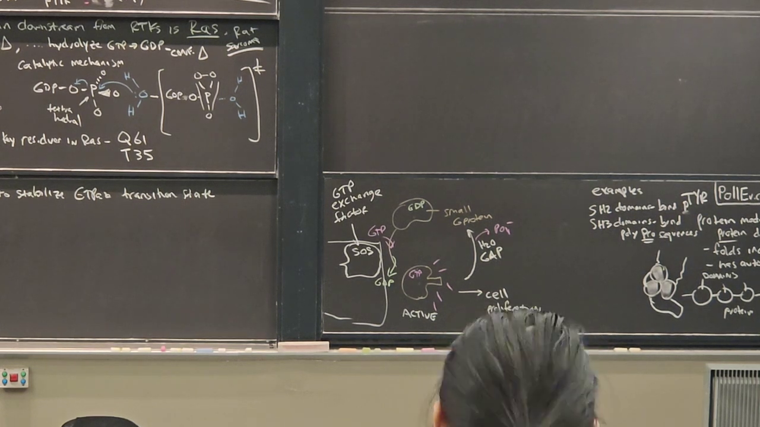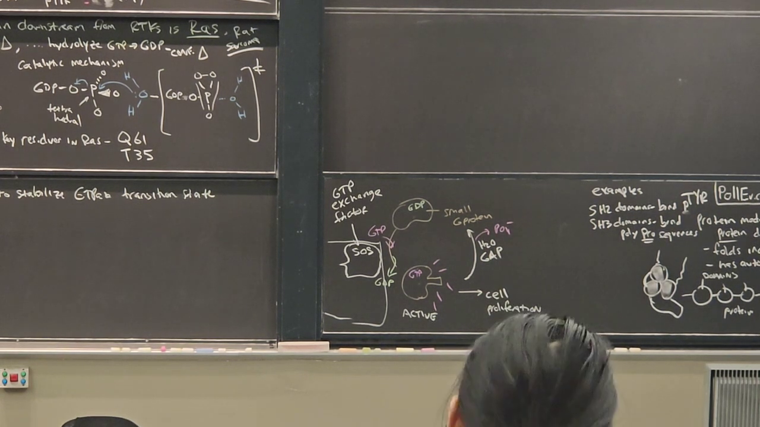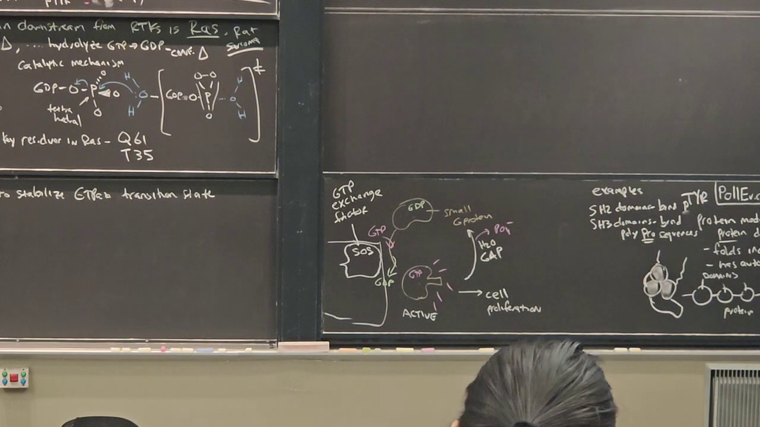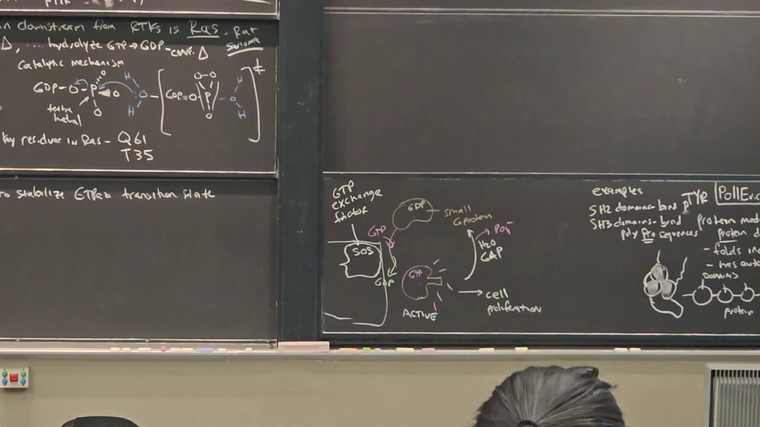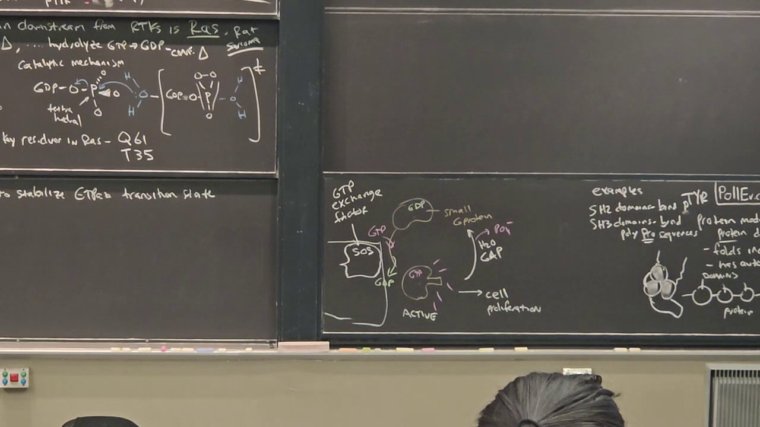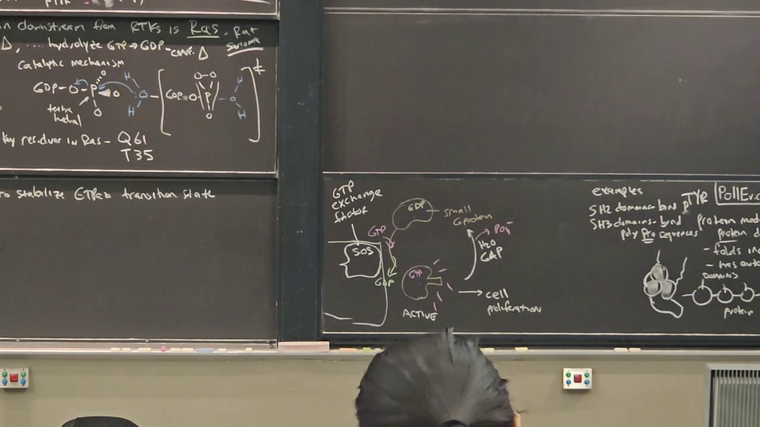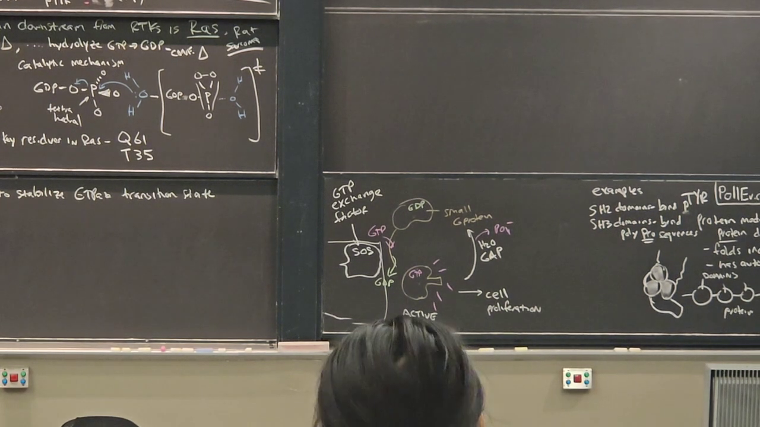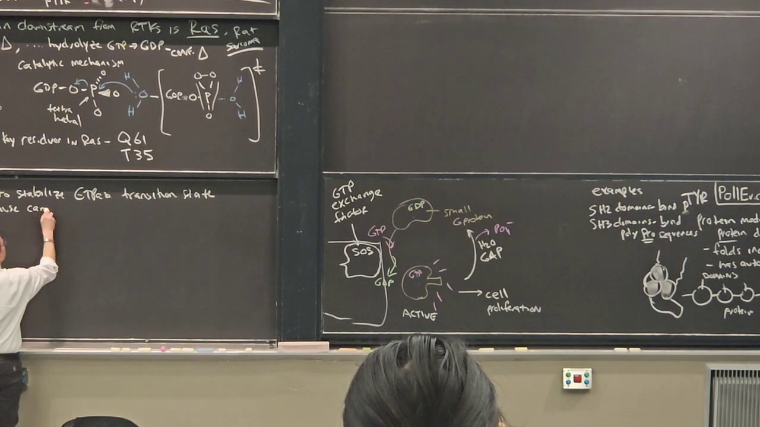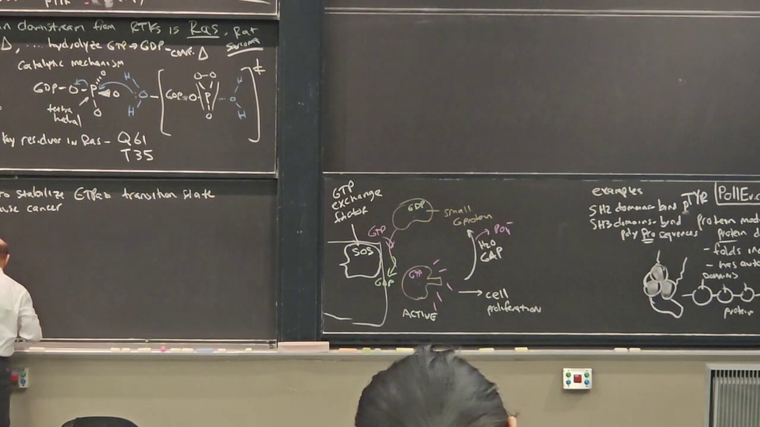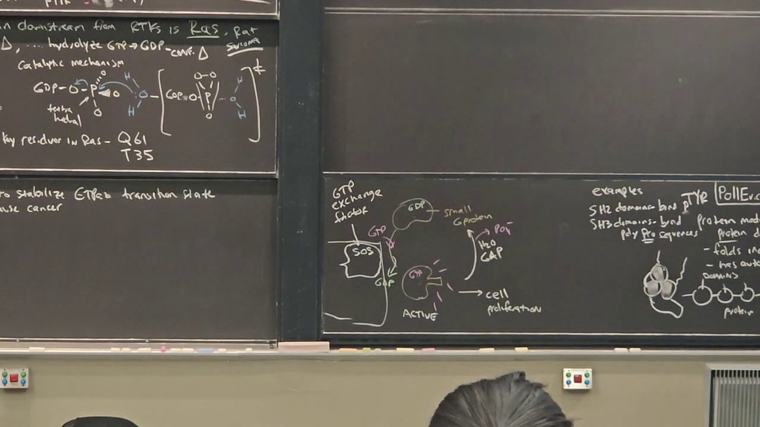Why? Because I showed you that glycine-rich loop drapes over the phosphates. You need that to catalyze hydrolysis of GTP. Or these threonines and glutamines are responsible for coordinating the water molecule. These mutations cause cancer. And now you know why.